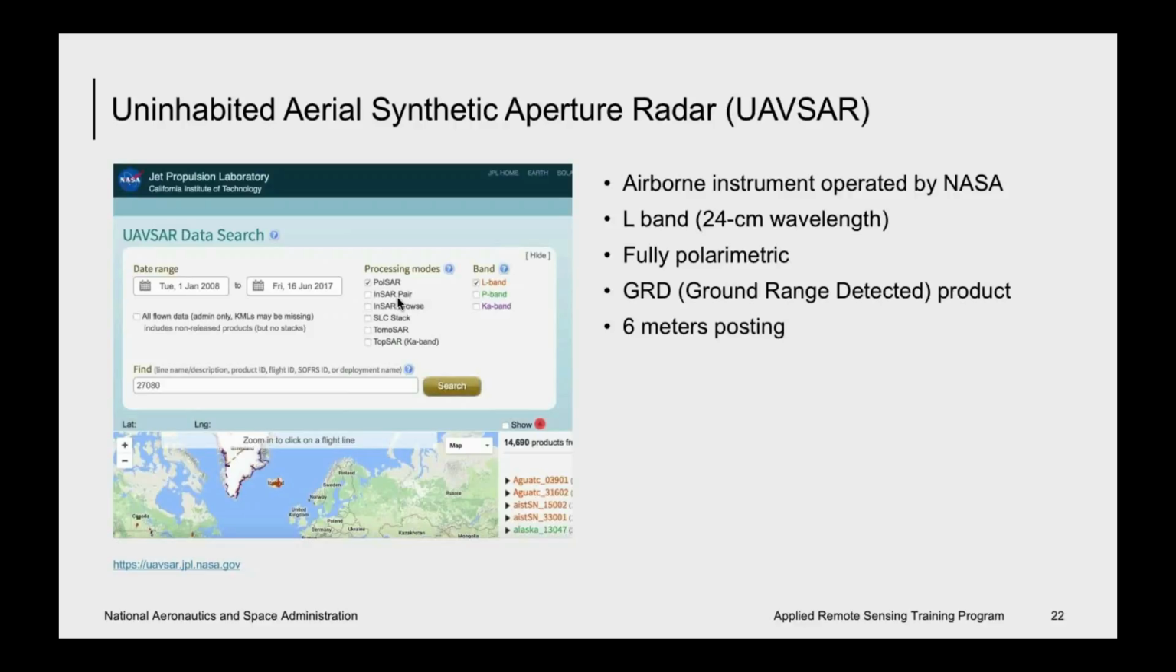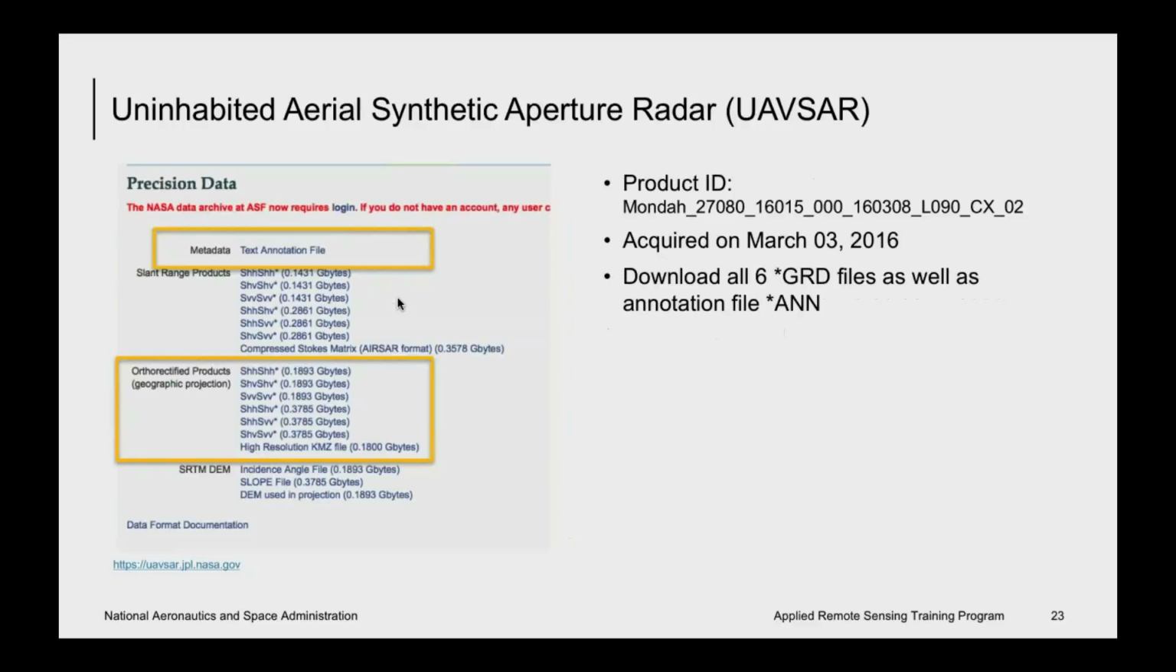So if you go on the UAVSAR webpage, you can download this product. And if you go on the data search page and click on the product, this is what you see. You see a list of links, and what we want is the orthorectified product. We don't want the slant range products. Those are in radar coordinates, so it will be very hard for us to overlay the results with other data sets. So we want all six GRD files. The KMZ file helps us have a quick look of the data. And we also want a metadata file that's also called the annotation file.